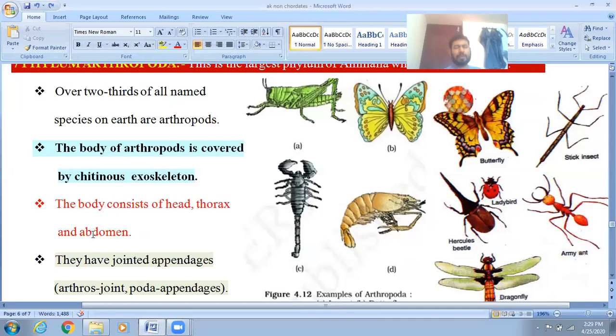One thing I forgot to tell about phylum Annelida: they also have indirect development, and there is a larva found which is named the trochophore.